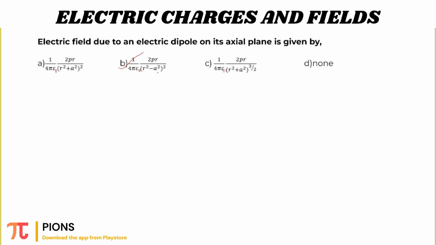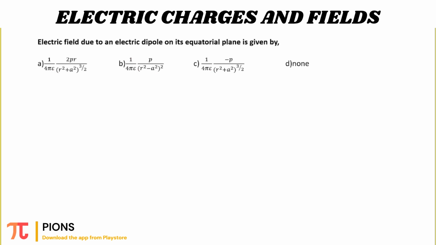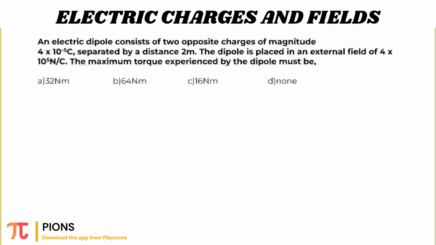Let me move to the next question. This question says the electric field due to an electric dipole on its equatorial plane. Equatorial plane, we know it's minus p upon 4 pi epsilon naught. Again here it should be epsilon naught, and r square plus a square whole raised to 3 by 2. So it should be option C. Let's see the next one.